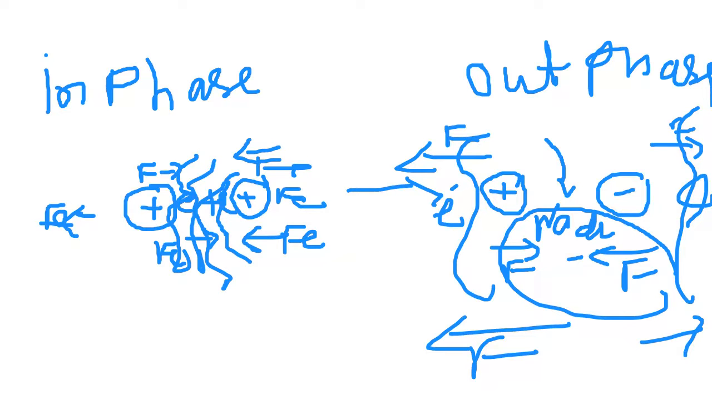So for this reason, if there is no electron, no attractive force here, then they cannot come close together and make a bond. And this is the reason we say out of phase, these are anti-bonding molecular orbitals, and here we will be telling the bonding molecular orbital.